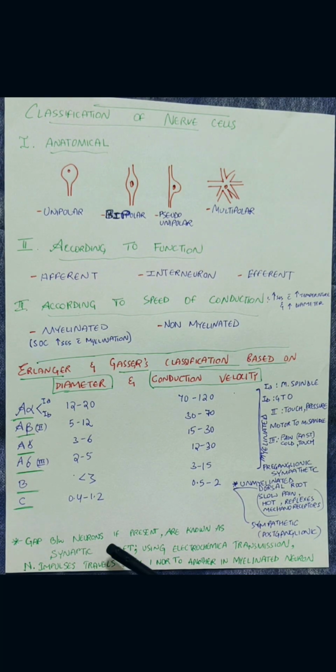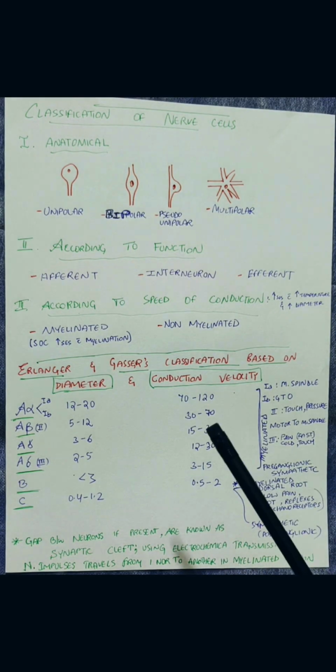Also, the gap between neurons, if present, is known as the synaptic cleft, through which, using electrochemical transmission, nerve impulses travel from one node of Ranvier to another in the myelinated neuron.